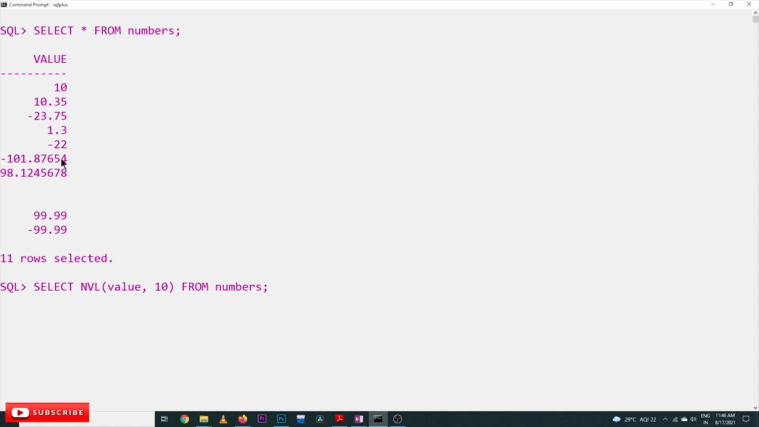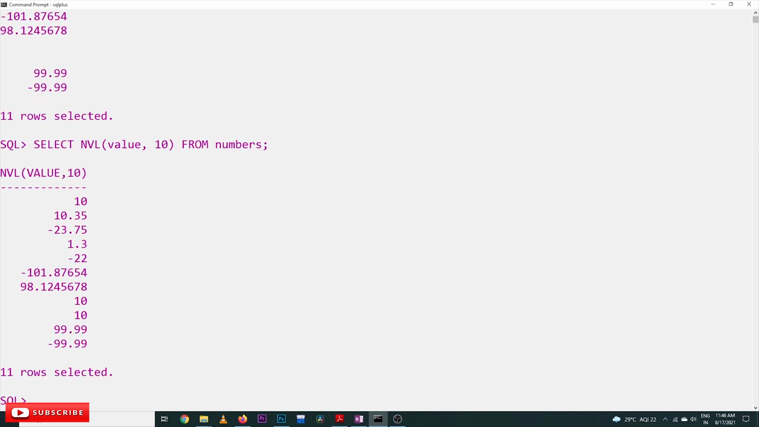Here is our numbers table, which we are following from our previous classes. See here we have two null values. Intentionally, while creating the table, we allowed two null values. Now we are substituting those two null values with the value 10. The column name is value. That column has been taken from the numbers table, and whenever it identifies null values, they will be substituted with 10.